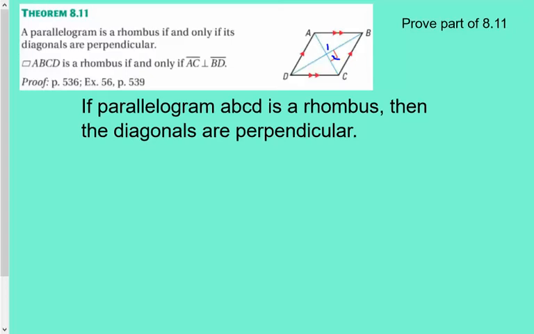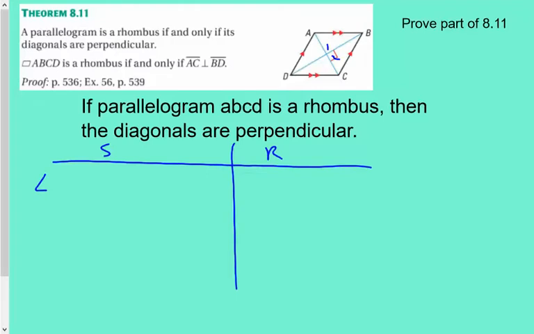And this is an if and only if statement, so you'll notice it says prove part of 8.11. I'm just going to prove that they're perpendicular. Keep in mind that since it's a rhombus, we know that there's a lot of stuff. So we're going to just state that ABCD is a rhombus to start. That's our given. And then it has all the properties of the rhombus.